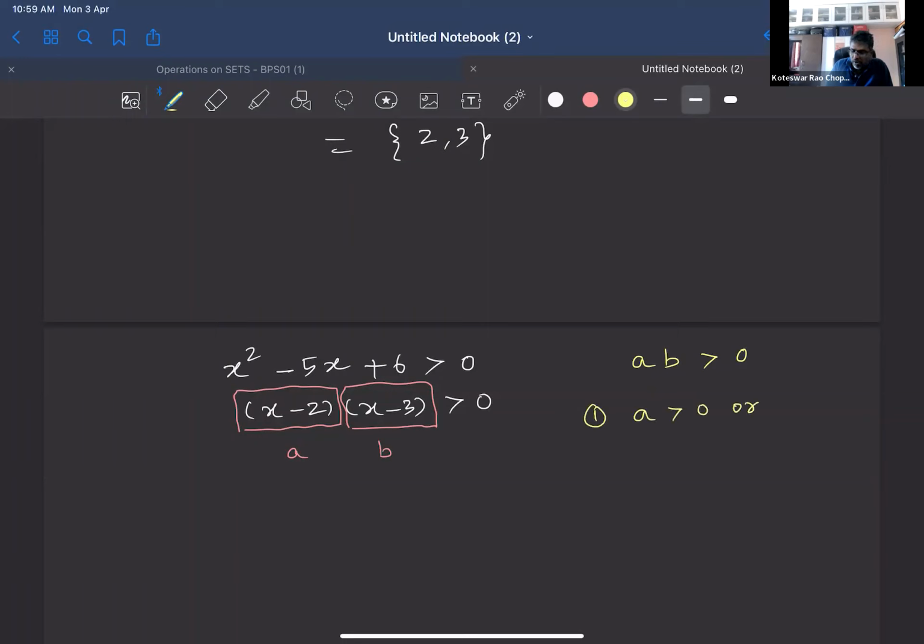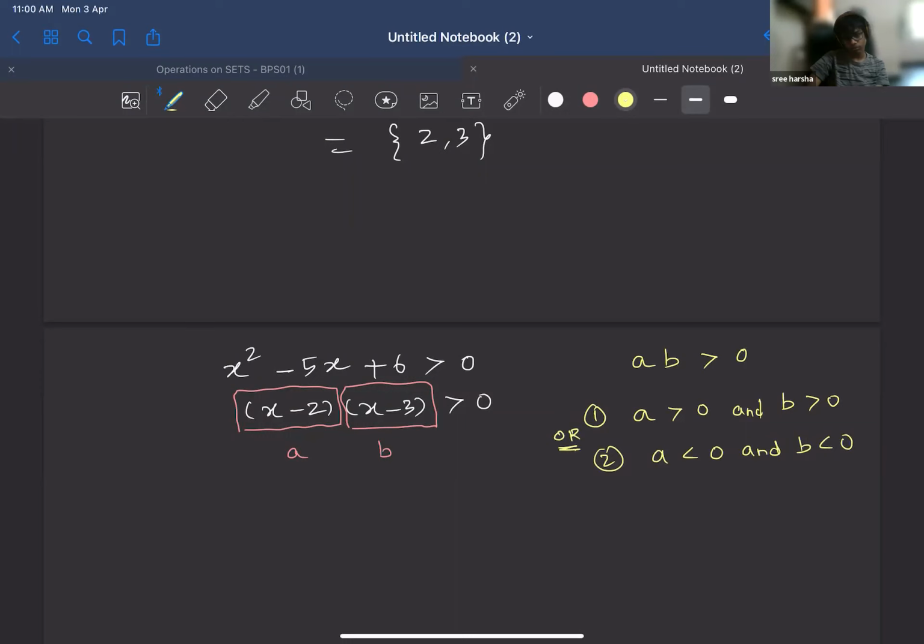So here we can say that case 1 is A is greater than 0 and B is greater than 0. Can I say 'or' or should I say 'and'? What do you think is appropriate here? 'And' will be appropriate. Very good. Here 'or' is not correct, so this will be 'and'. This is one possibility, and the second possibility is A is less than 0 and B is less than 0. But between these two cases, I have an 'or' condition, right? Do we get this idea?